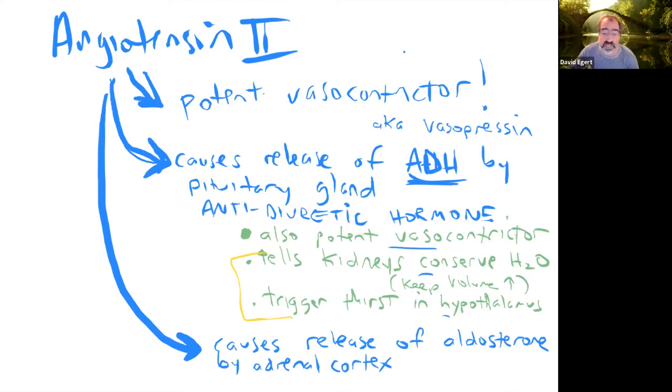So the adrenal gland, so far we've talked about the adrenal gland releasing epinephrine, adrenaline, but it has another part. The adrenal medulla releases the epinephrine, but the adrenal cortex releases a whole bunch of different steroid hormones, including aldosterone. This is just a steroid hormone in your body. And this tells kidneys to conserve salt.